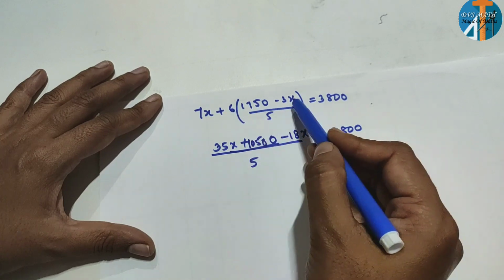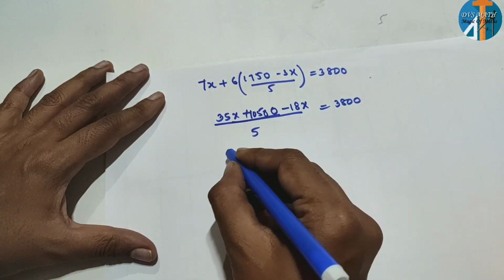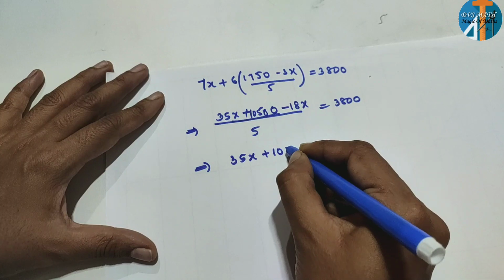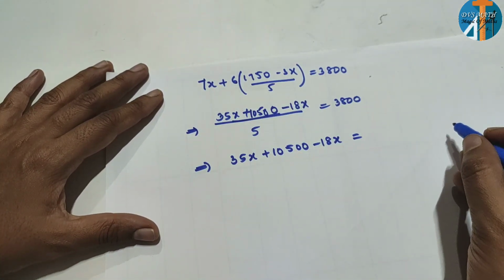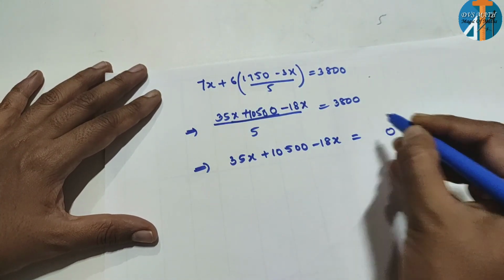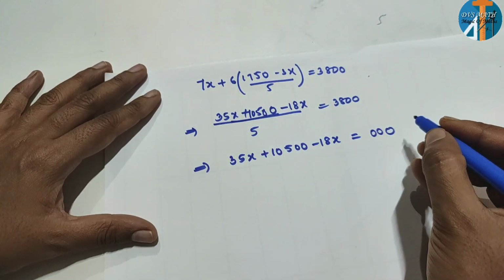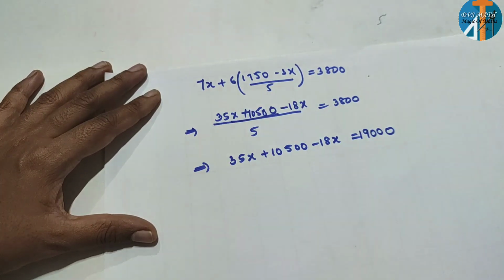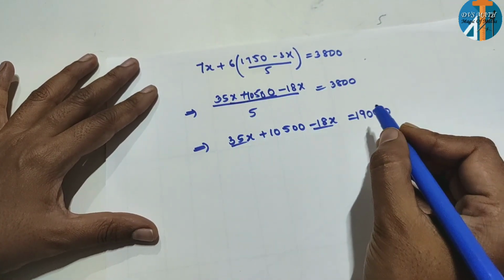Plus into minus, 6 3s are 18. Now cross multiply 5 this side. So what happens if you cross multiply? 35x plus 10,500 minus 18x is equal to 3,800 into 5. So here 5 zeros are 0, again 5 zeros are 0, 8 5s are 40, 4 carry, again 5 3s are 15, 15 plus 4 you will get 19. So it is 19,000.